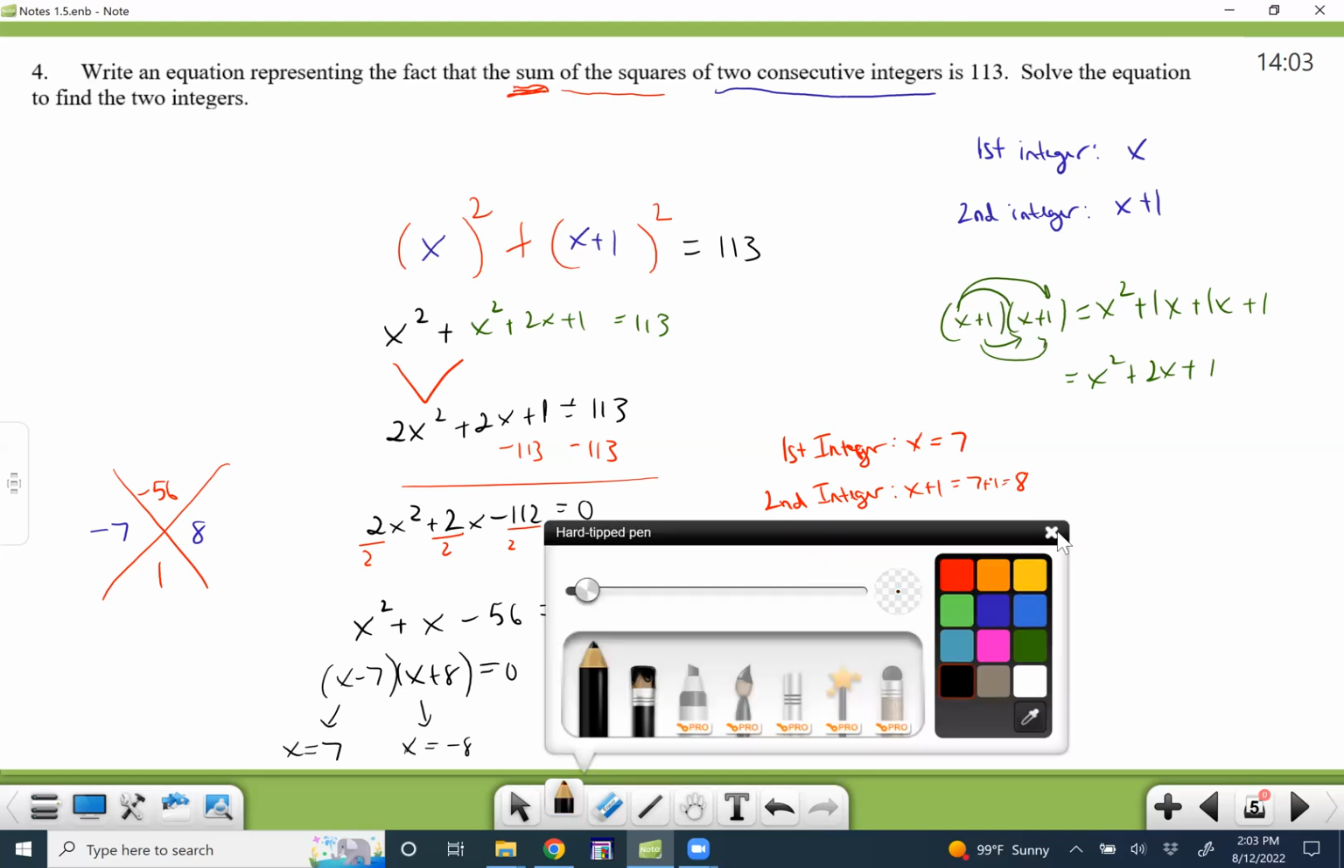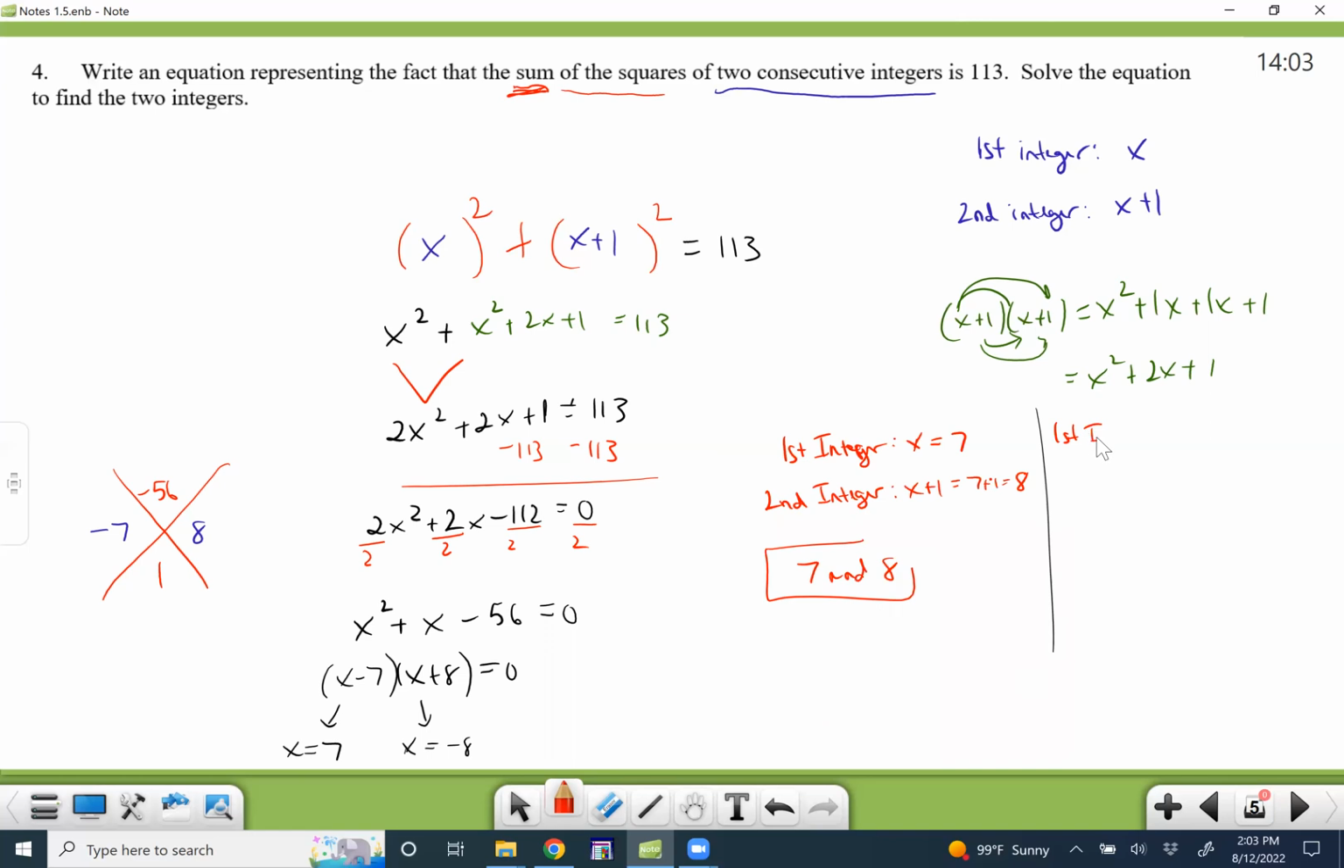But we're going to have another solution, where the first integer would be negative 8, which is x. So then the second integer is going to be x plus 1, so it's going to be negative 8 plus 1, which is negative 7. So negative 8 and negative 7.